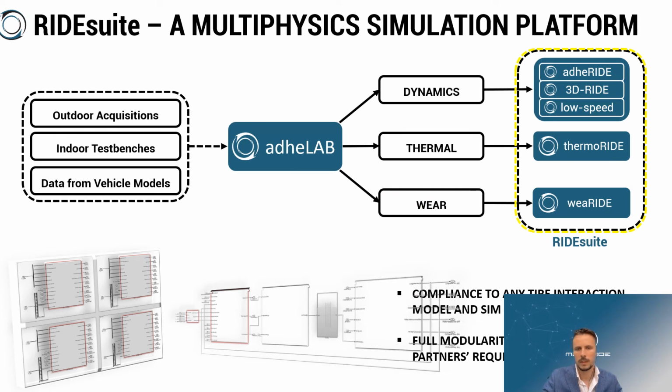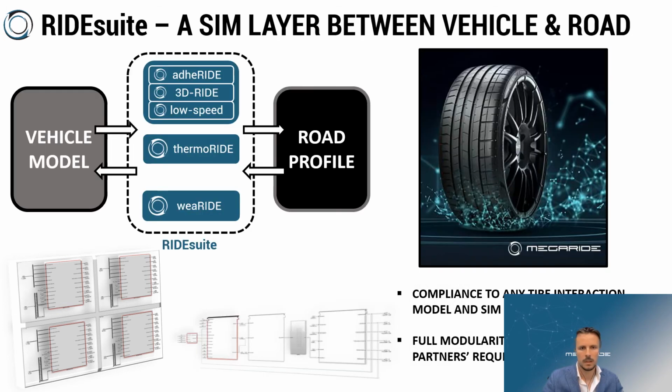RIDEsuite is a multi-physics simulation platform. It mainly consists of 3 models, which are dynamics, thermal, and wear, and it extends the original Pacejka model in the temperature, pressure, and wear domains. The RIDEsuite solution represents the simplest way to couple the vehicle model and the real profile in order to achieve the maximum performance and to allow our customers to work in the same model both offline and online.